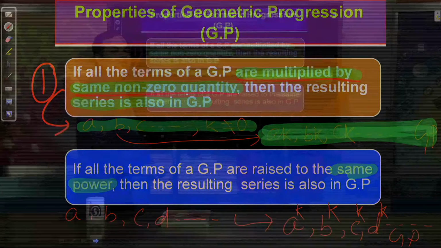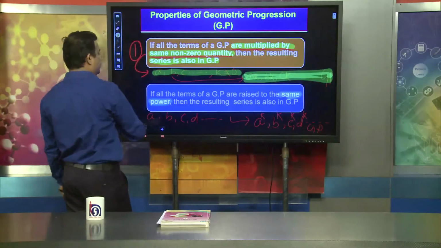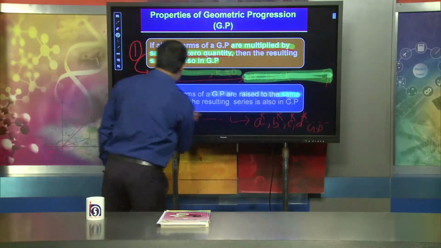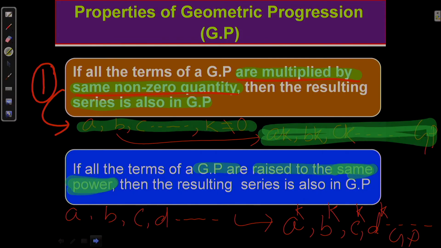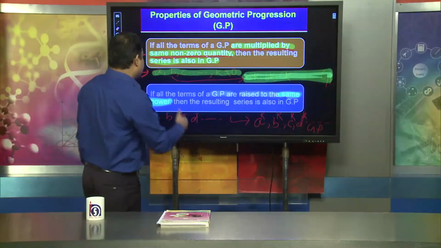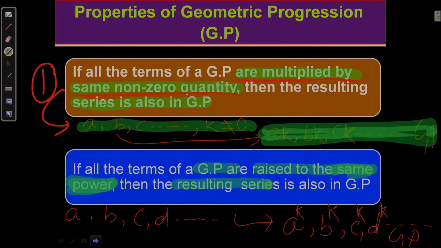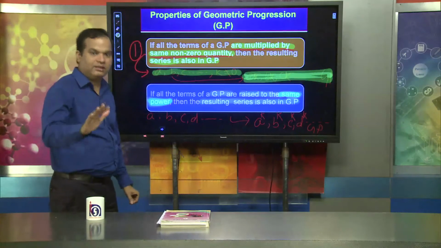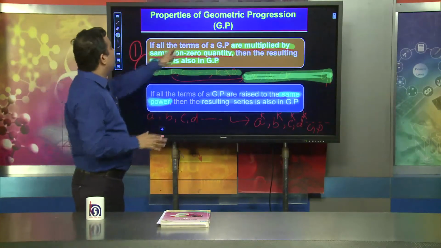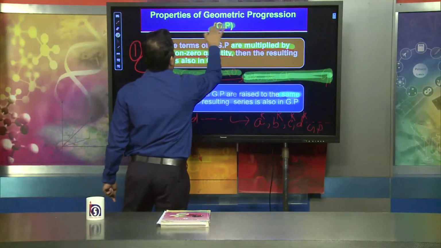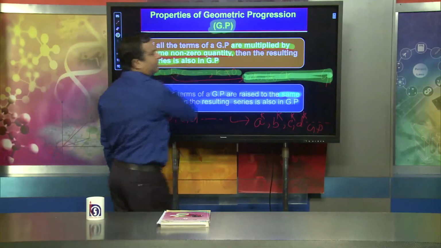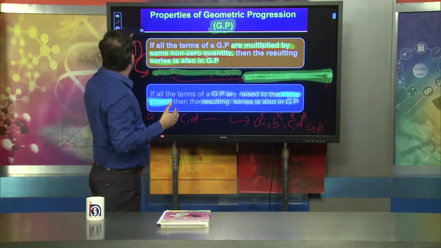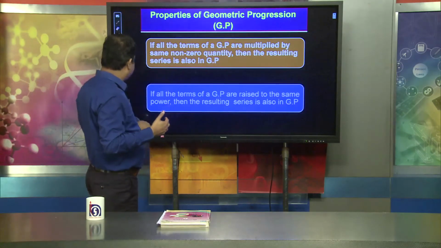That is a very important thing. So, dear learners, if all the terms of a geometric progression are raised to the same power, meaning the same index, the resulting series is also a geometric progression. These are the two very important characteristics or properties of the geometric progression. We must remember them, and they are essential when we solve different problems.